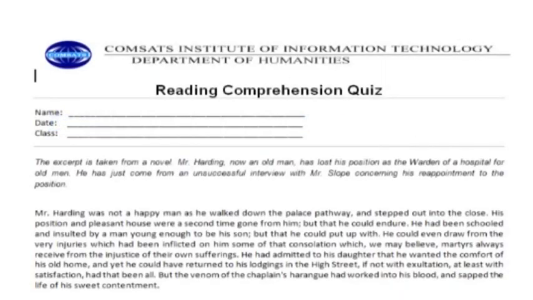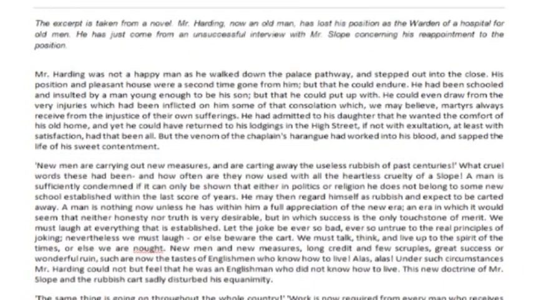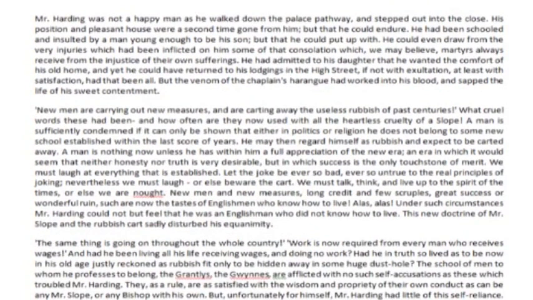Now, I would read the whole paragraph for your convenience once, and then what you would be required to do is to solve it on your own. All right, now let's read from the slide. This is an excerpt taken from the novel. Mr. Haring, now an old man, has lost his position as a warden of the hospital for old men. He has just come from an unsuccessful interview with Mr. Slope concerning his reappointment to the position. I will read from the passage and then I would ask you some questions that you would be required to answer in the end. That is your quiz number 2.